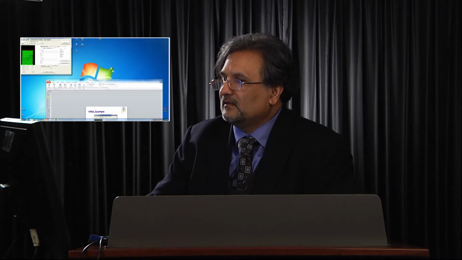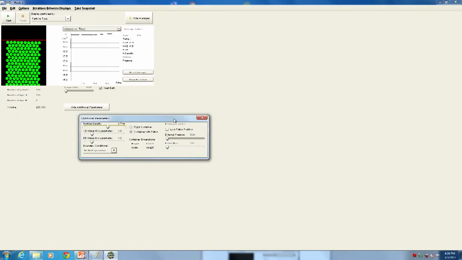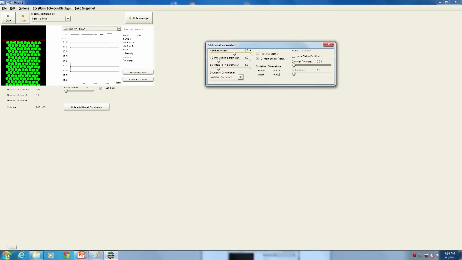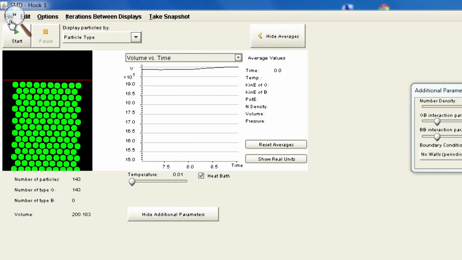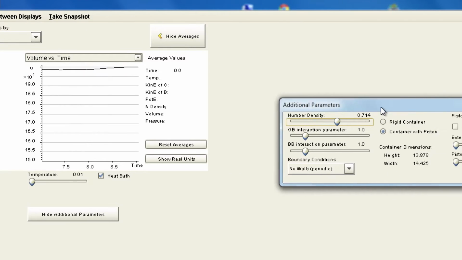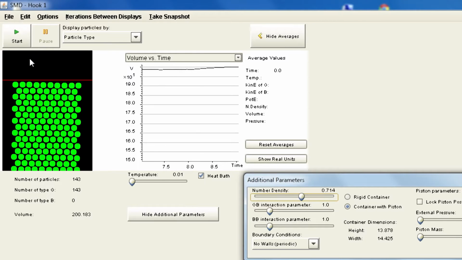Okay, stop that. Let us look at averages, get some additional properties, make them bigger. Also, let me get you a magnifier. Now we have it. So, we will start by first equilibrating the system.